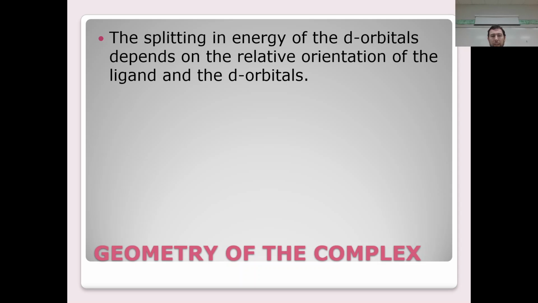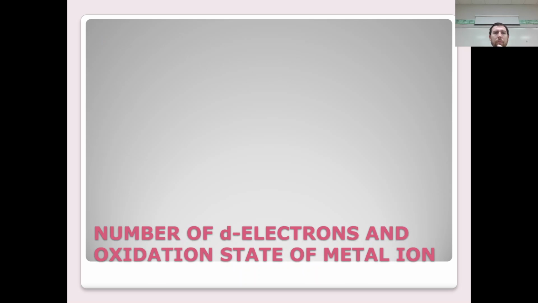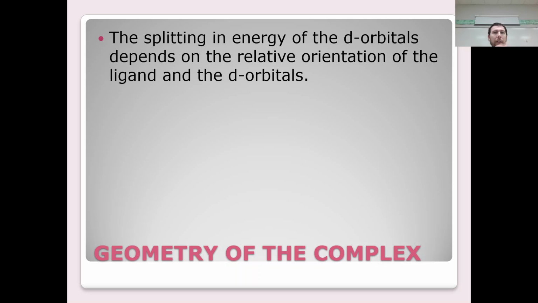Okay, so we've looked at nuclear charge and the charge of the ion. We've looked at the charge density on our ligand. Now we're looking at the geometry of our complex ion. So the splitting in energy of the d orbitals does depend on the relative orientation of the ligand and the d orbitals within our transition metal ion. And we're going to keep it as simple as that. We're not going to talk about specifically which ones are greatest, but it's important to recognize how that influences it as well, right?